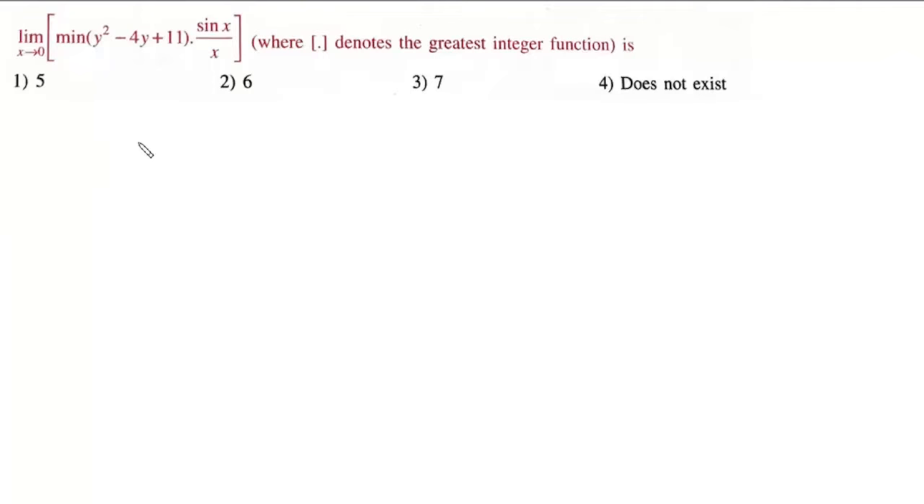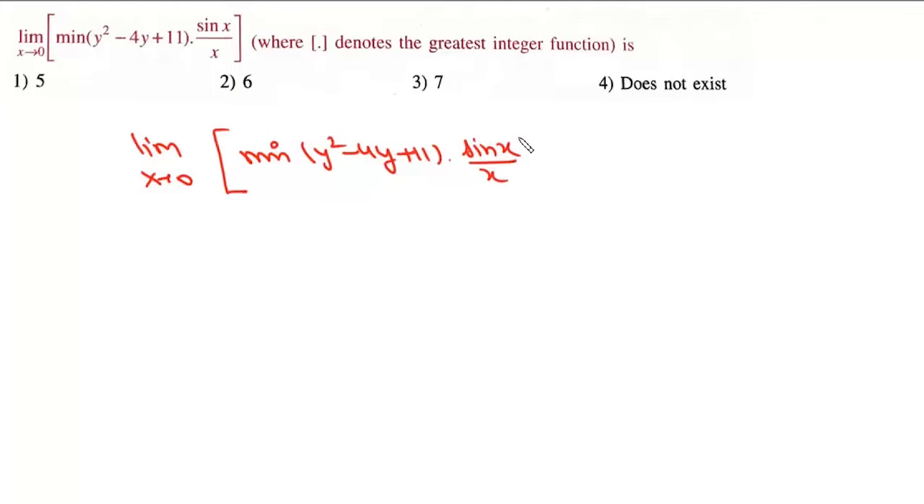Now here the question is, we need to solve this limit: x tends to 0, greatest integer function of minimum of y square minus 4y plus 11 into sine x upon x, where this box represents greatest integer function. Now if we look at y square minus 4y plus 11, we can write this as (y minus 2) whole square plus 7. That means it is always greater than or equal to 7. So the minimum value of this expression will be simply 7.